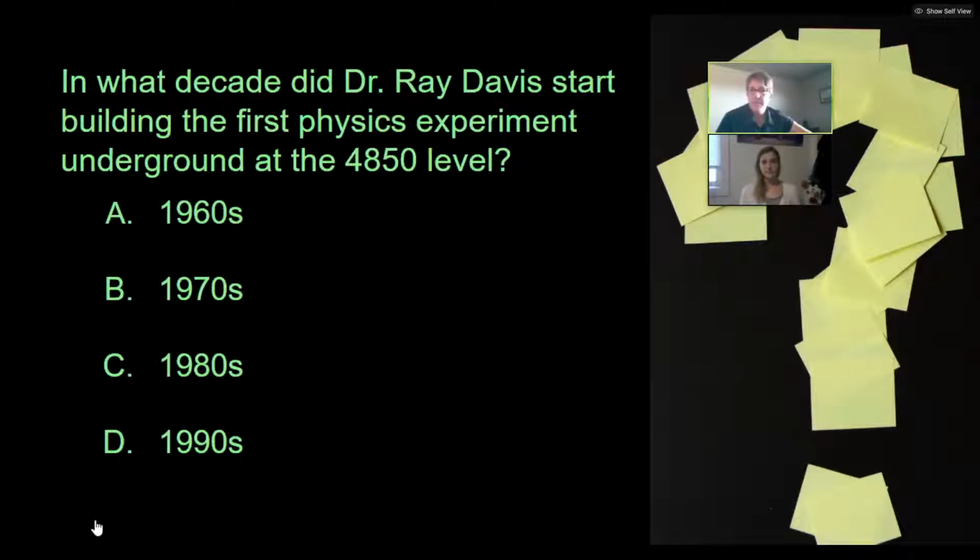So Chantel, I see this up here. Do tell, what is the correct answer? When was he actually starting to build his first physics experiment? It was in the 1960s. 1960s. This is surprising to me, that it was so long ago. I figured that it would be much later.